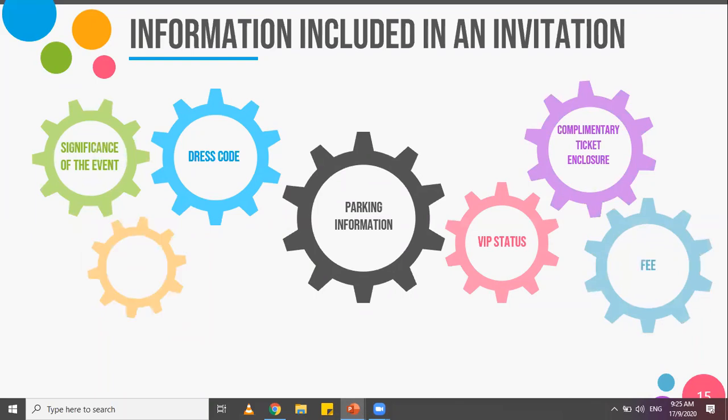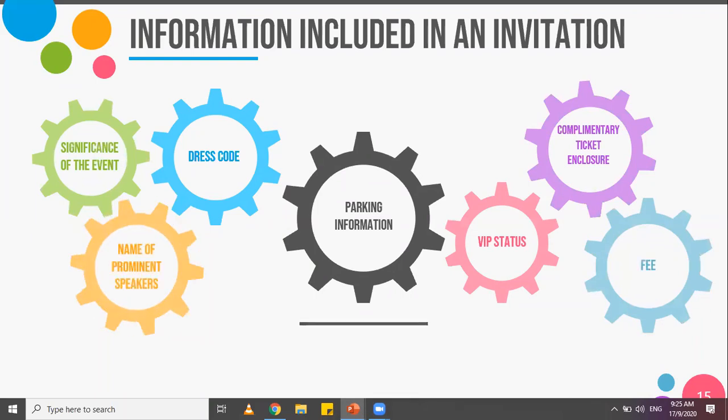Okay, significance of the event. Sometimes the event has its own dress code, then you have to put that in the invitation also. Name of prominent speaker. If it is about a conference, okay, the conference is delivered by who? Maybe delivered by Dr. Muhammad Irfan, something like that. Dr. Chang, maybe something like that.